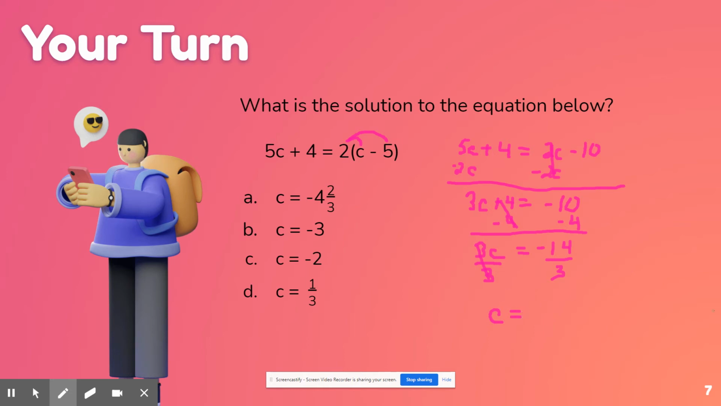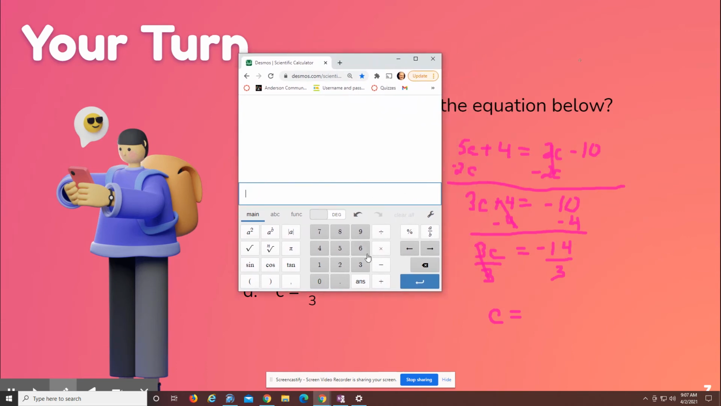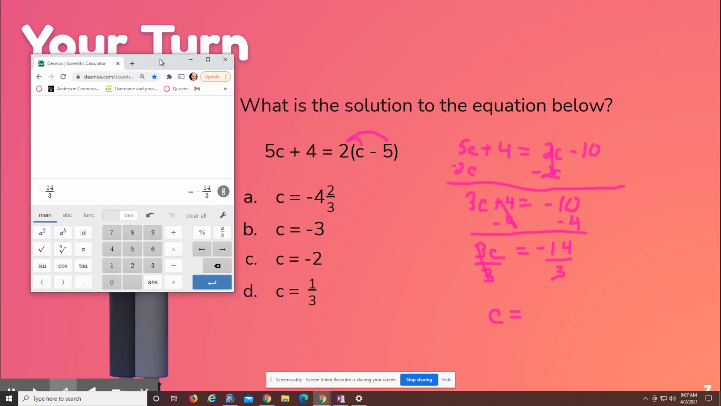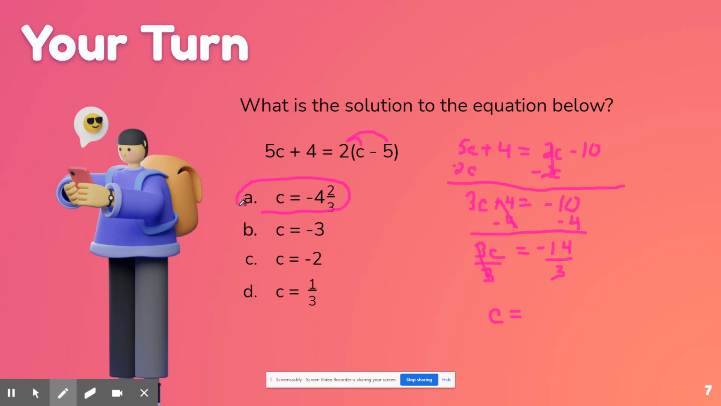And then we can use our calculator. Negative 14 divided by 3 comes out to be negative 4.666 repeated. Change it to a fraction. You could leave it as negative 14 over 3, but that's not an option here. But what I can tell you is if you look at the decimal, see that negative 4 up there? The only one that even has negative 4 in it is A. So that's going to help you out.